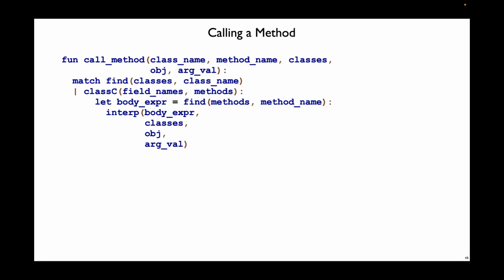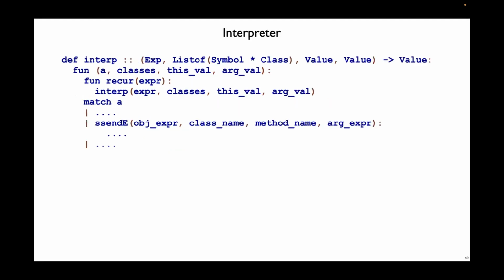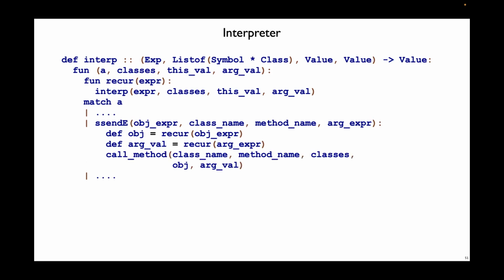There's one more case left inside the interpreter, and that's for a static send. Here we have 4 items to work with: object expression, class name, method name, and arg expression. The method body that we want comes from the class that matches class name. Just like with a regular send, we need to recur on the object and the argument expression. This time, we don't need to use the object to look up the method body. Instead, we go directly to the call method helper function.